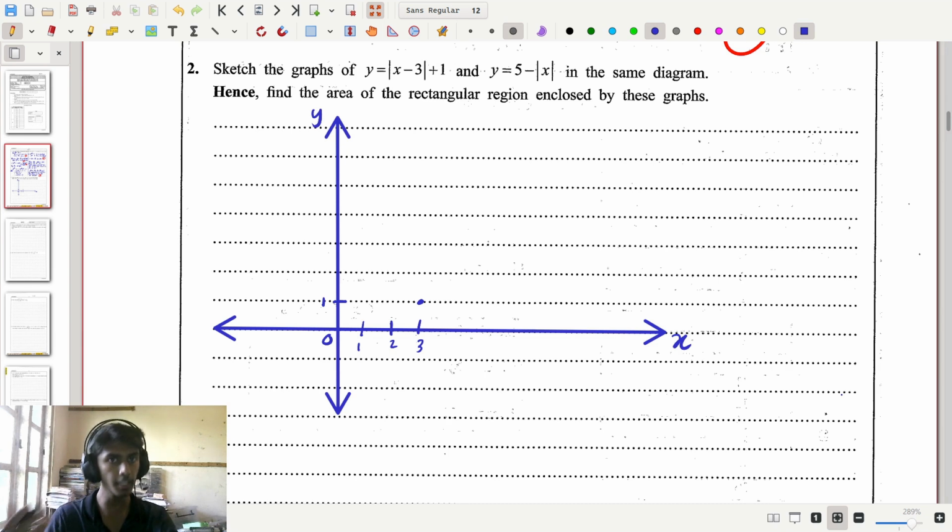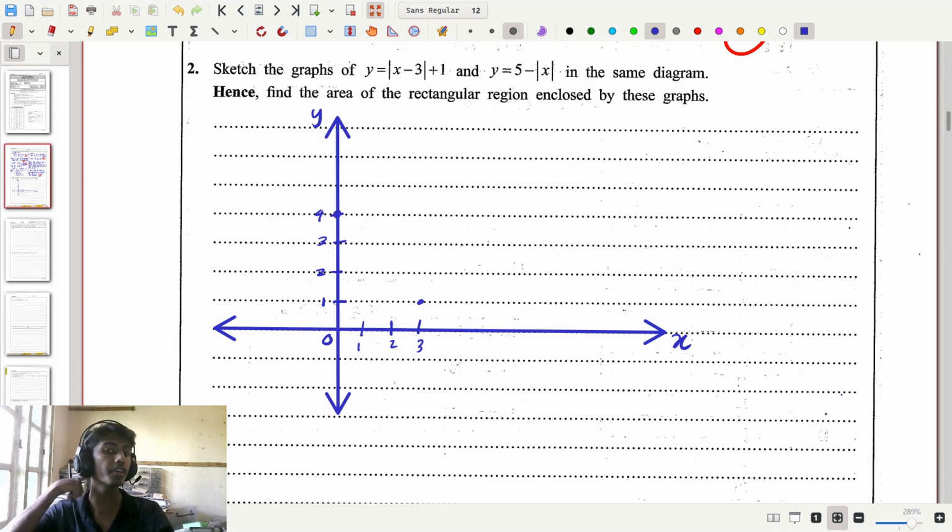Now, considering some other points, if we take, for example, x equals 0, when we substitute x equals 0 into here, we're going to get 0 minus 3 plus 1, and here 0 minus 3 is going to become minus 3, and the modulus of minus 3 is going to become plus 3, and therefore we have plus 3 plus 1, which is going to be plus 4, and therefore at x equals 0, the value is going to be plus 4. So if we draw that in, we have 1 here, 2 here, 3 here, and 4 here. So therefore the point 0, 4 is on our graph.